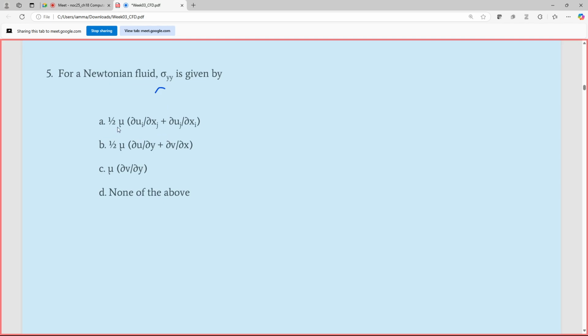Option A, half mu times dou ui by dou xj plus dou uj by dou xi, which is in a tensor form. Option B, half mu times dou u by dou y plus dou v by dou x. Option C, mu times dou v by dou y. Option D, none of the above. So our question is for Newtonian fluid, sigma yy is given by which of the following? You can inbox your answers.